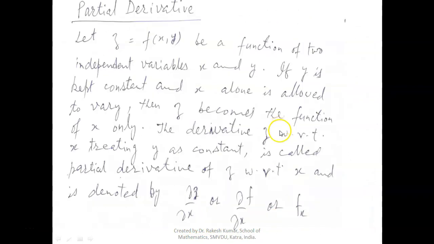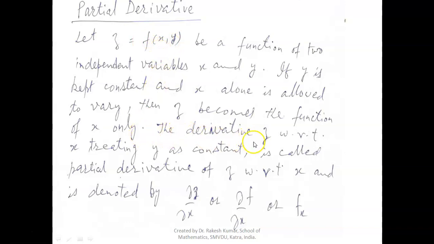Now we will discuss the partial derivatives of functions of two variables. Let z = f(x,y) be a function of two independent variables x and y. If y is kept constant and x alone is allowed to vary, then z becomes a function of x only. It's quite evident. If y is constant, then definitely z will be a function of x.